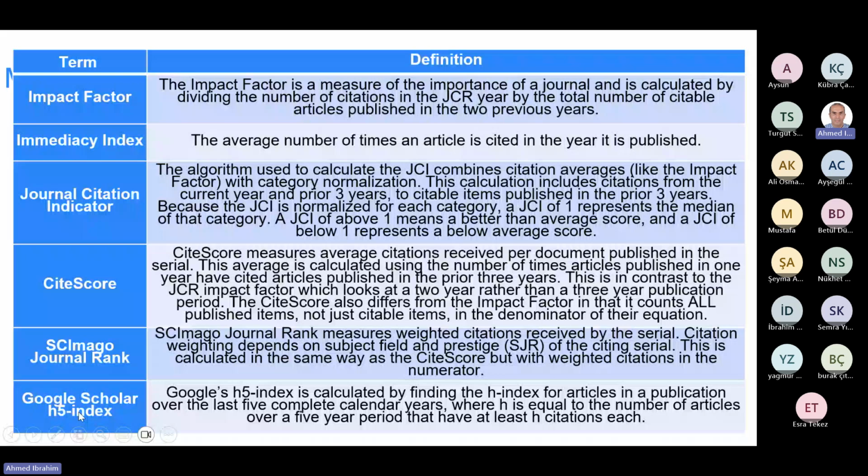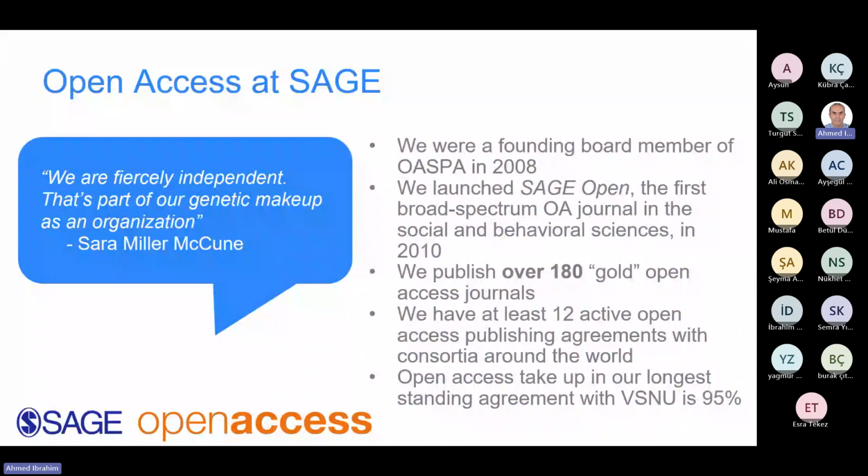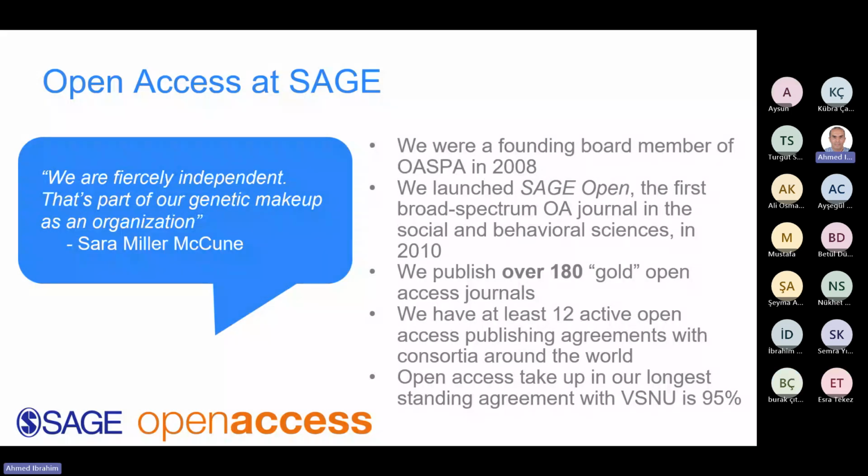Open access at Sage. Sage was among the early adopters and early contributors of open access. We were a founding board member of open access in 2008. We launched Sage Open, the first broad-spectrum open access journal in the social and behavioral sciences, in 2010. We now publish over 180 gold open access journals. We now have agreements with at least 14 active open access consortia around the world. The author reuse.